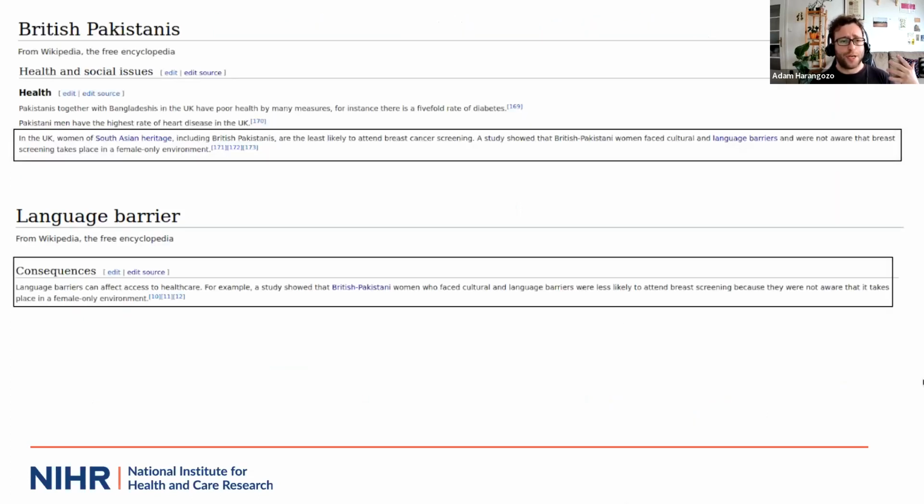Two further examples. This is from the same study about British Pakistani women having problems to go to breast cancer screening. And this just shows that one study can feed into different articles, and readers might approach these topics from different articles. Obviously, it's also in the breast cancer screening article as well.